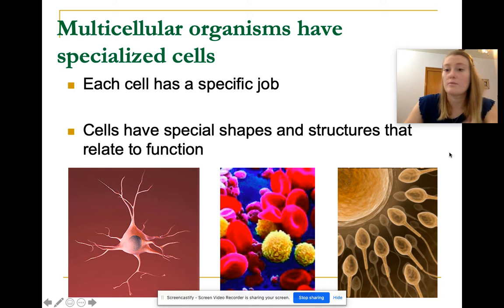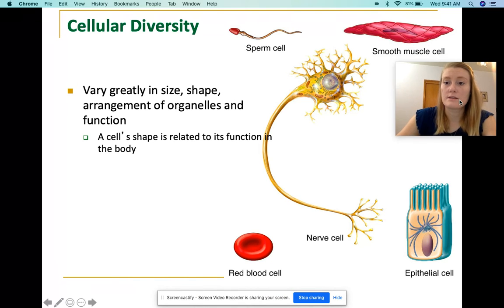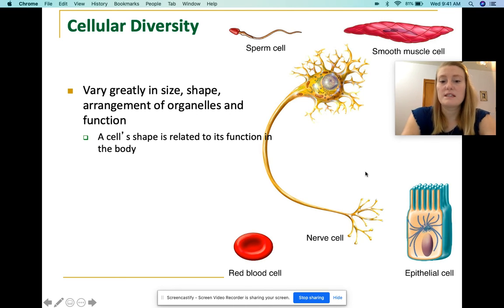Those cells look different based off of what their job is and what they're supposed to be doing for your body. Next, along with that, we have cellular diversity, which is basically that the cells look different from each other. A nerve cell does not look like a smooth muscle cell, as you can see on the screen. And basically, they are formed that way based off of what they need to do to make sure that you, as a plant or animal, can survive properly in the wild or in the environment that you are in.